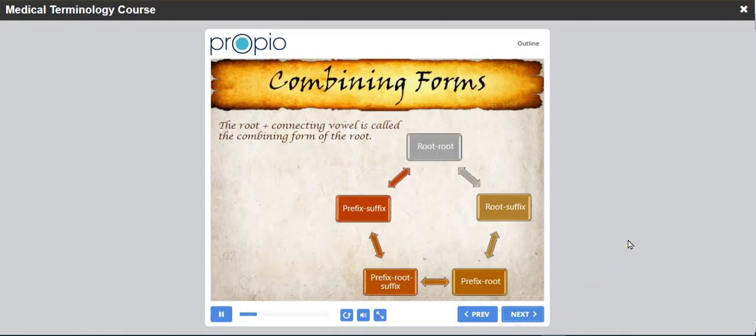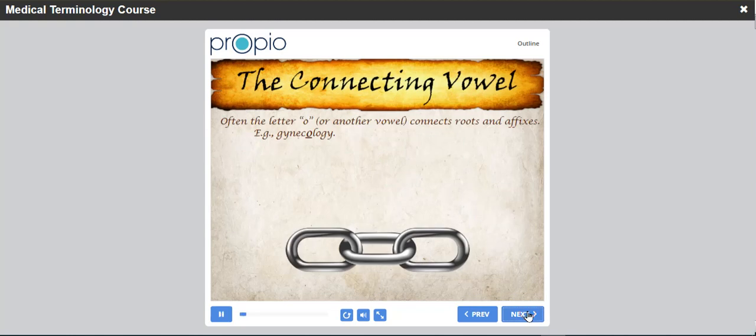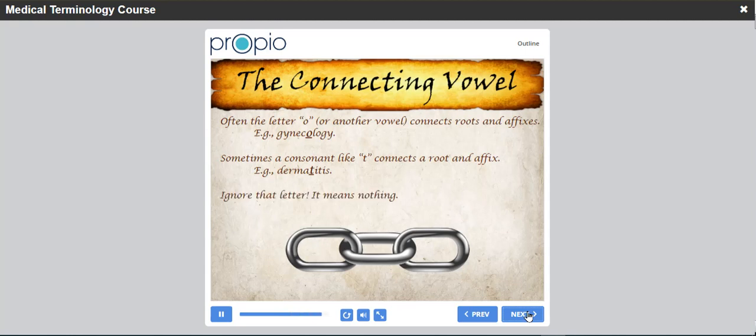The root plus connecting vowel is called the combining form of the root. Many combinations are possible. Often the letter O or another vowel connects roots and affixes. For example, gynecology. Sometimes a consonant like T connects a root and an affix. For example, dermatitis. Ignore that letter, it means nothing.